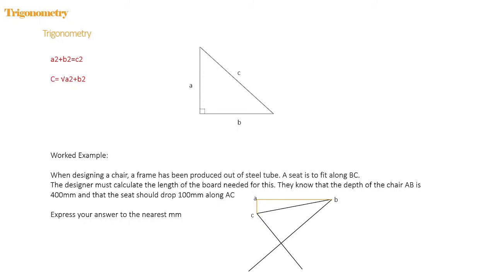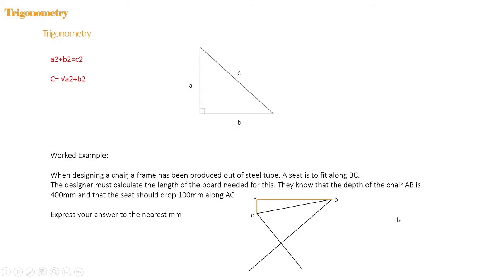Okay, so simply, a squared plus b squared equals c squared. C is the square root of a squared plus b squared. That's the simple way to remember it. Obviously, the problem with questions like this is it's never as straightforward as a maths question. It's given a context. So typically this sort of context down here for the worked example.